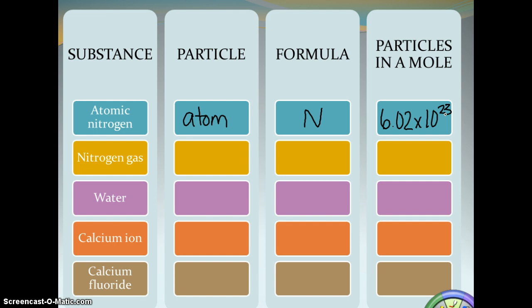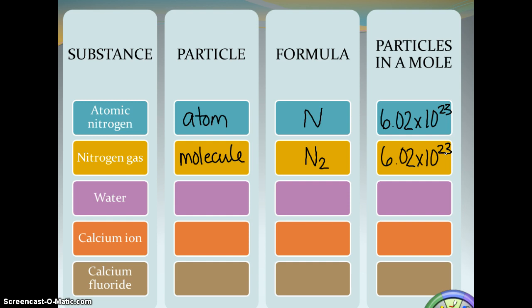Now we have nitrogen gas. Nitrogen gas, is it an atom, an ion, a molecule, or a formula unit? This is a molecule. And how do we write nitrogen gas? Nitrogen is one of the 7 diatomics, so it is N2. If we had a mole of nitrogen gas, how many of these molecules would be there? Avogadro's number, 6.02 times 10 to the 23rd.